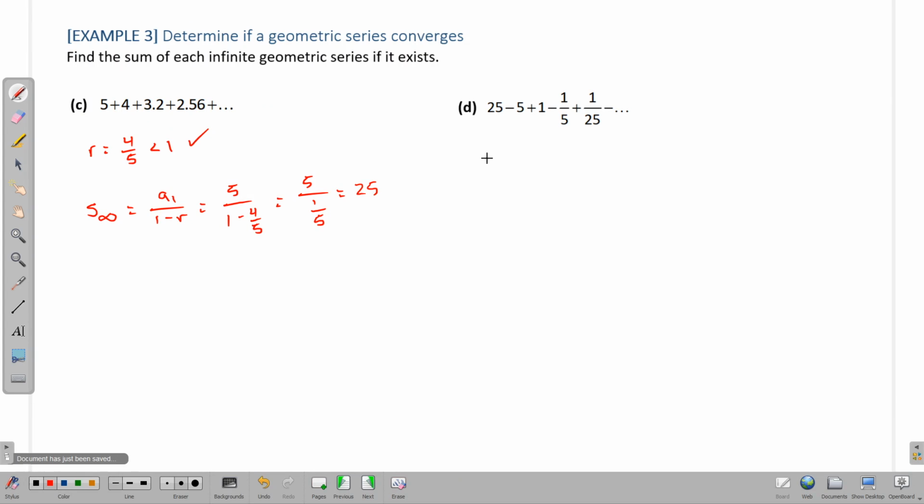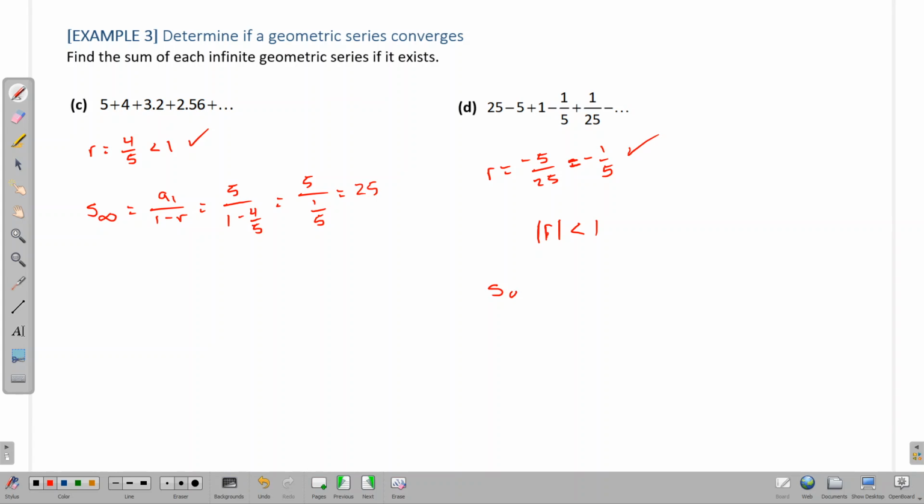Okay, next one. R would be -5 over 25, which is -1/5. Now, a lot of times people get caught off here and they say, oh, it's negative, so it doesn't exist. No, as long as this is between -1 and +1, then it exists. And this is, right? The absolute value of r in this case is still less than 1. So that means it will converge, right? This is a good r for convergence.